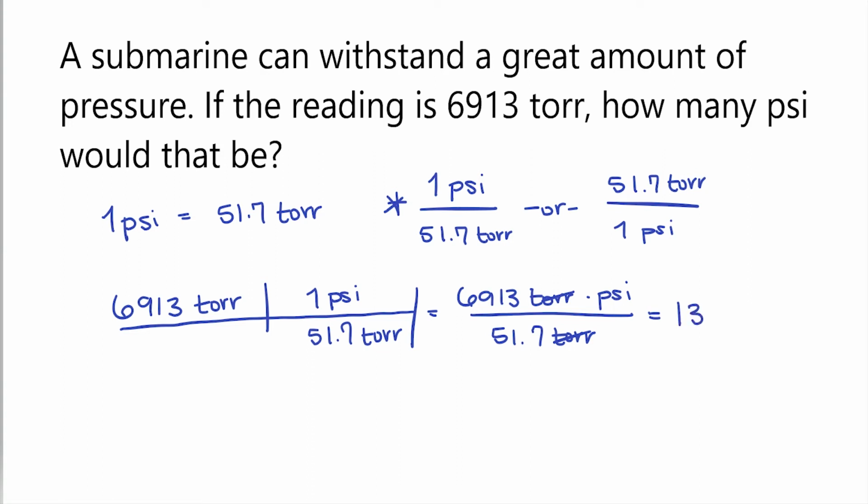And this comes out to be 133.7 PSI. So now we know that 6,913 Torr is equal to 133.7 PSI. And that is how you convert from Torr to PSI.